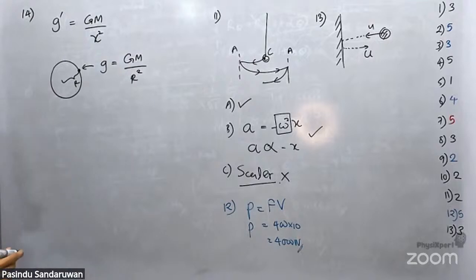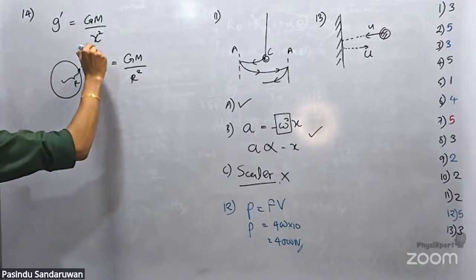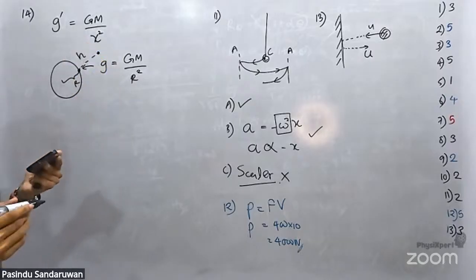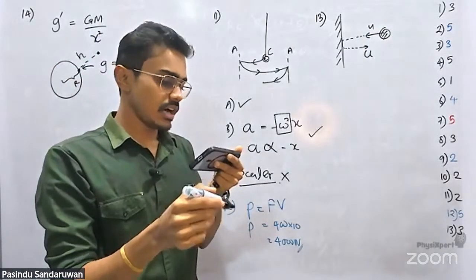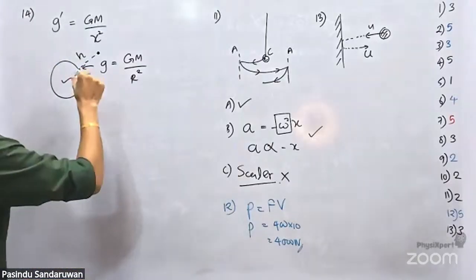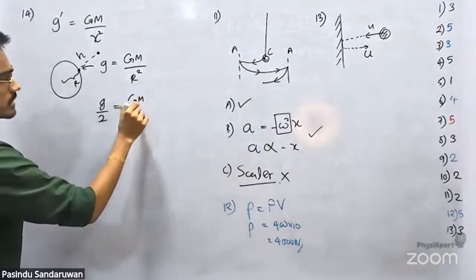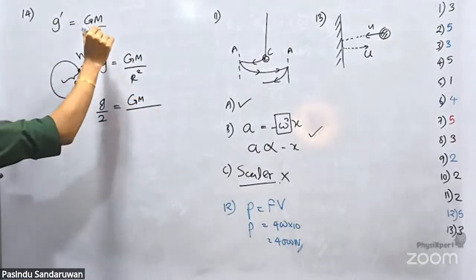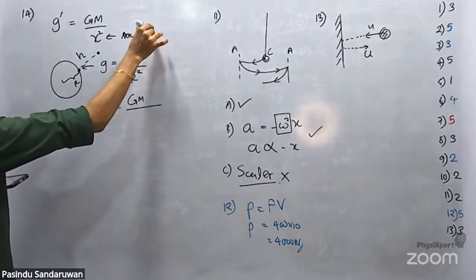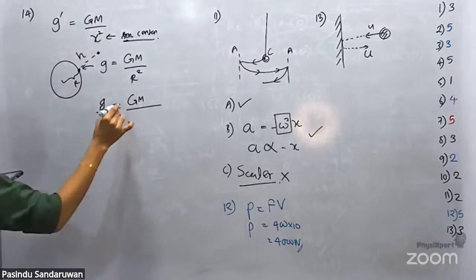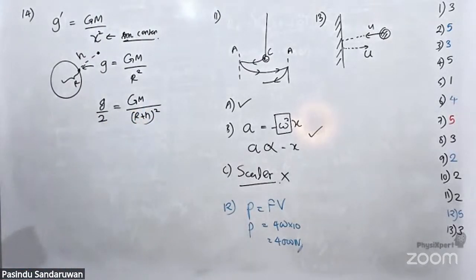And now the question is about the point where the gravitational acceleration is half. Then at the other point, it should be g over 2 equals GM over, and x is always the distance from the center. This is measured from the center, which means R plus h whole thing squared.